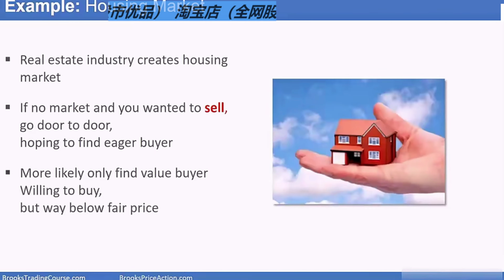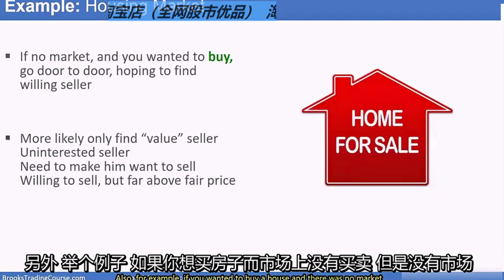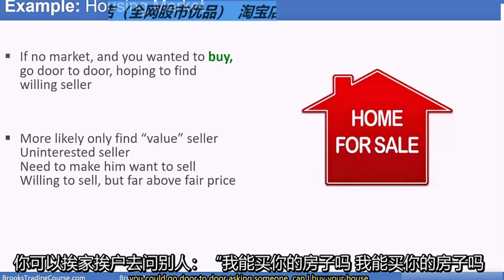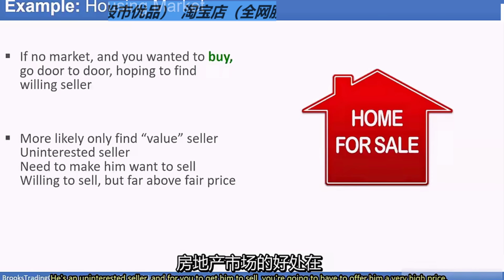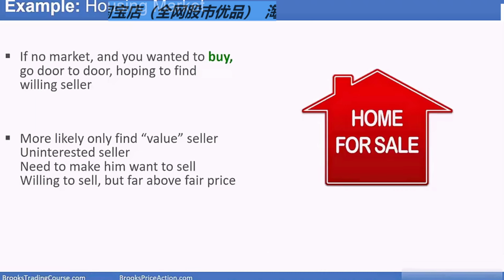Also, for example, if you wanted to buy a house and there was no market, you could go door to door asking someone, can I buy your house? Chances are, since there's no competition, the seller does not feel like he's competing against a bunch of other sellers. He is only going to be selling for a very high price. He's an uninterested seller. And for you to get him to sell, you're going to have to offer him a very high price.